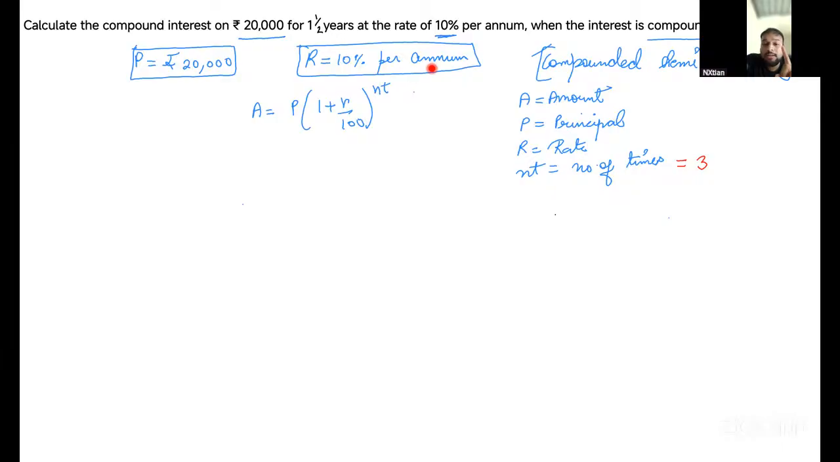But here one catch is the rate is 10% per annum, not semi-annually. Semi-annually means the interest is applied every 6 months, but the rate is 10% per annum. So we have to make it for 6 months. 12 months is 1 year, and 6 months is half of it. In the same way, the rate will become half of it, which is 5%. Did you understand, Jashron? Joshua?